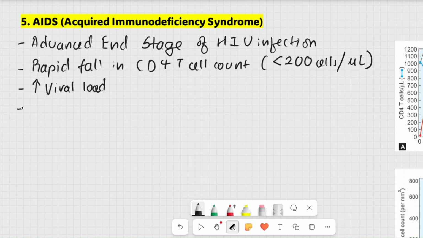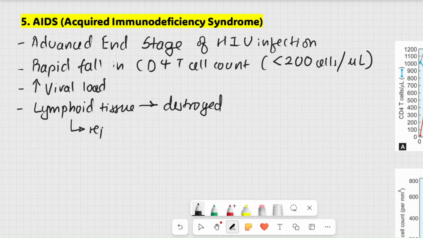Next point, what will happen to the lymphoid tissue where the HIV was replicating? Please remember, there would be a complete destruction of the lymphoid tissue. The lymphoid tissue is completely destroyed, and it is replaced by the fibrous tissue. So replacement of the lymphoid tissue by the fibrous tissue also happens in the last stage. Okay. Next thing, what do you expect during this stage?